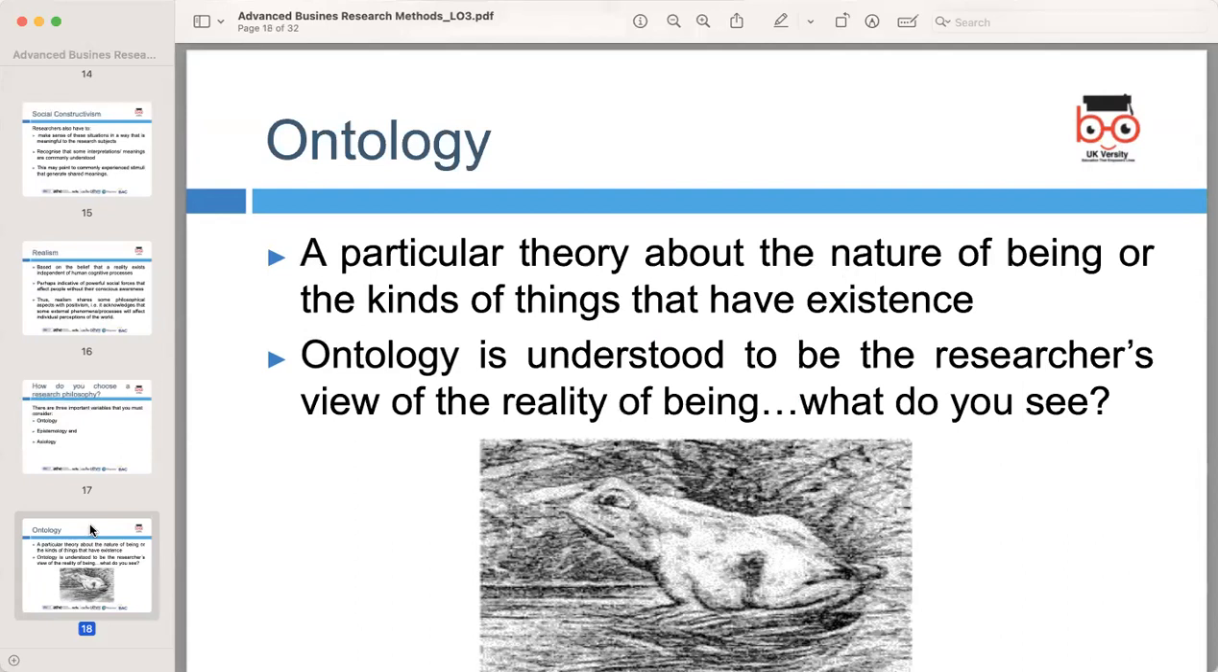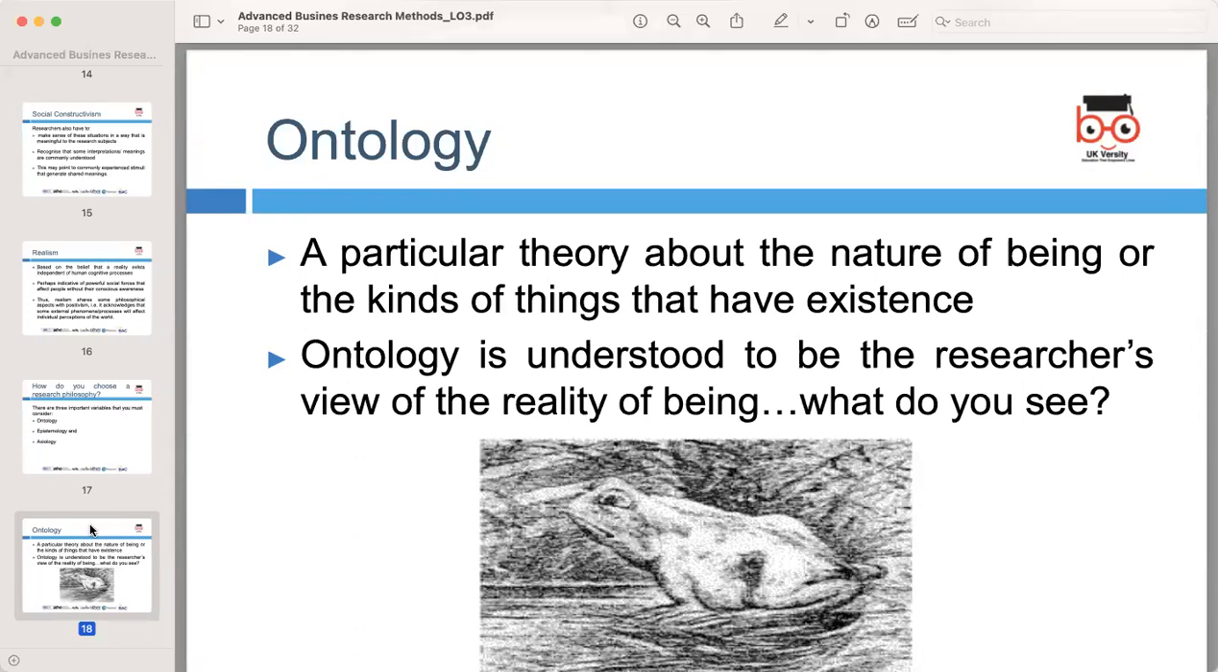This is all about understanding what things are and how they relate to one another. It is like taking a closer look at the building blocks of reality. Imagine you are trying to answer the question, what is real? That's precisely what ontology aims to uncover.